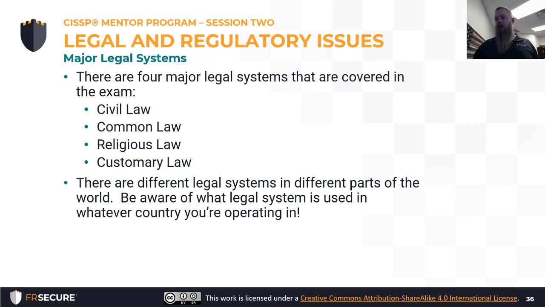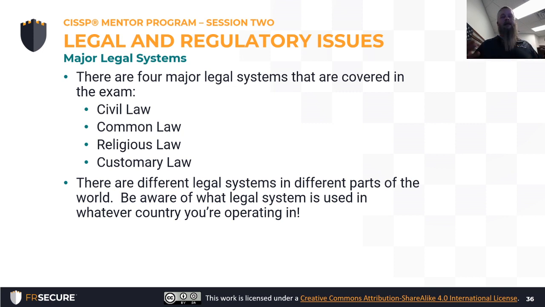All right, now into legal systems. There are four major legal systems that are covered on the exam. There are many, many legal systems throughout the world, but these are the four major ones that will be covered in the exam. Civil law, not to be confused with the civil type of law within common law. Those are different. Civil law, common law, religious law, and customary law.